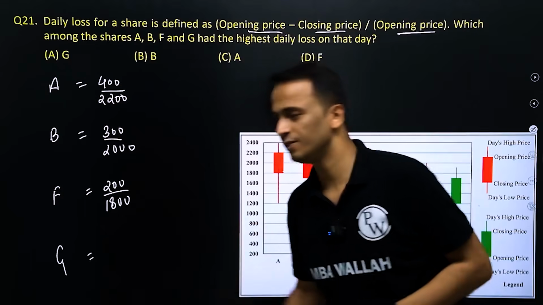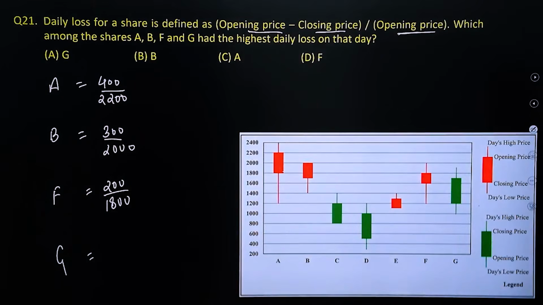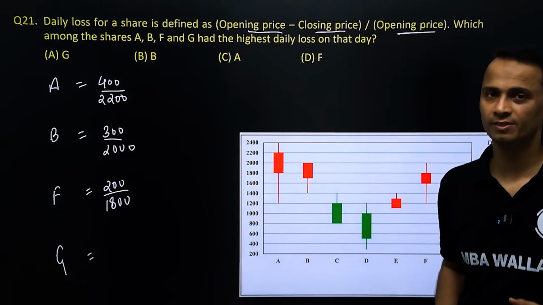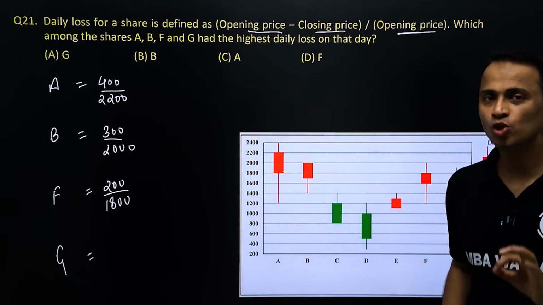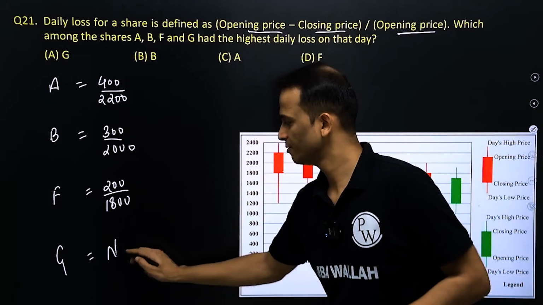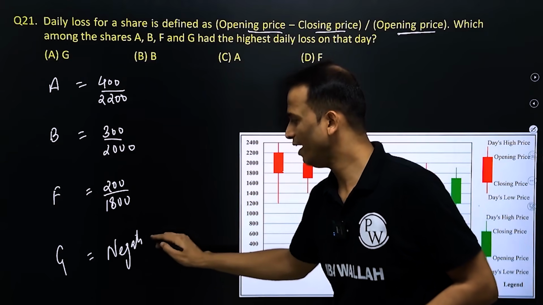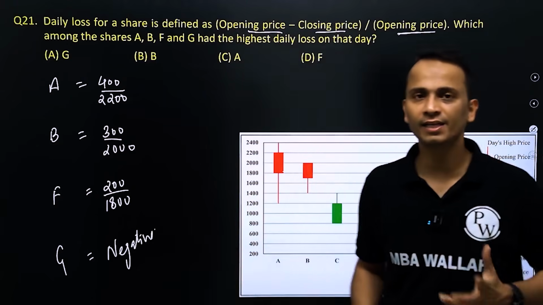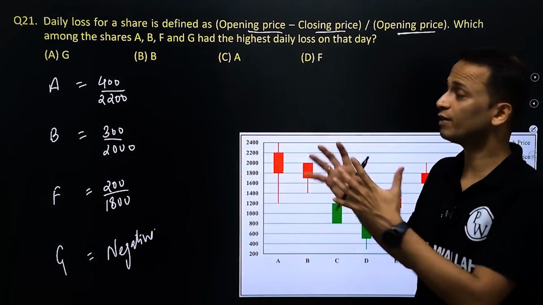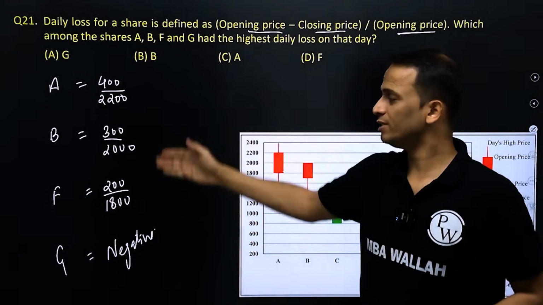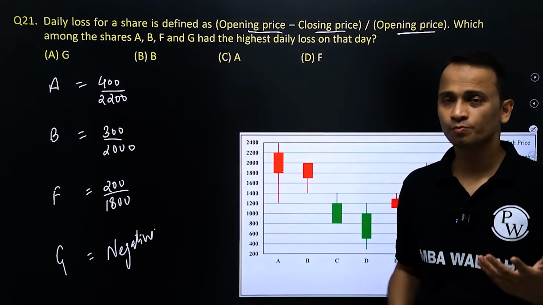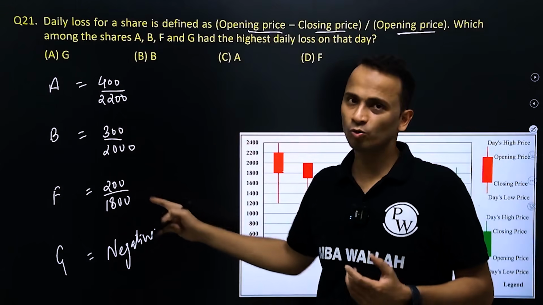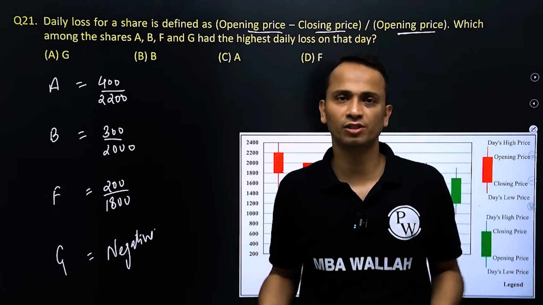Perfect. G. G is a green color share wherein opening price is less than the closing price. Its value is going to be negative. So why waste time in even writing this negative value when we have to find out the highest? There are already 3 positive values. So you're going to get highest from here only. Negative is always less than a positive number.